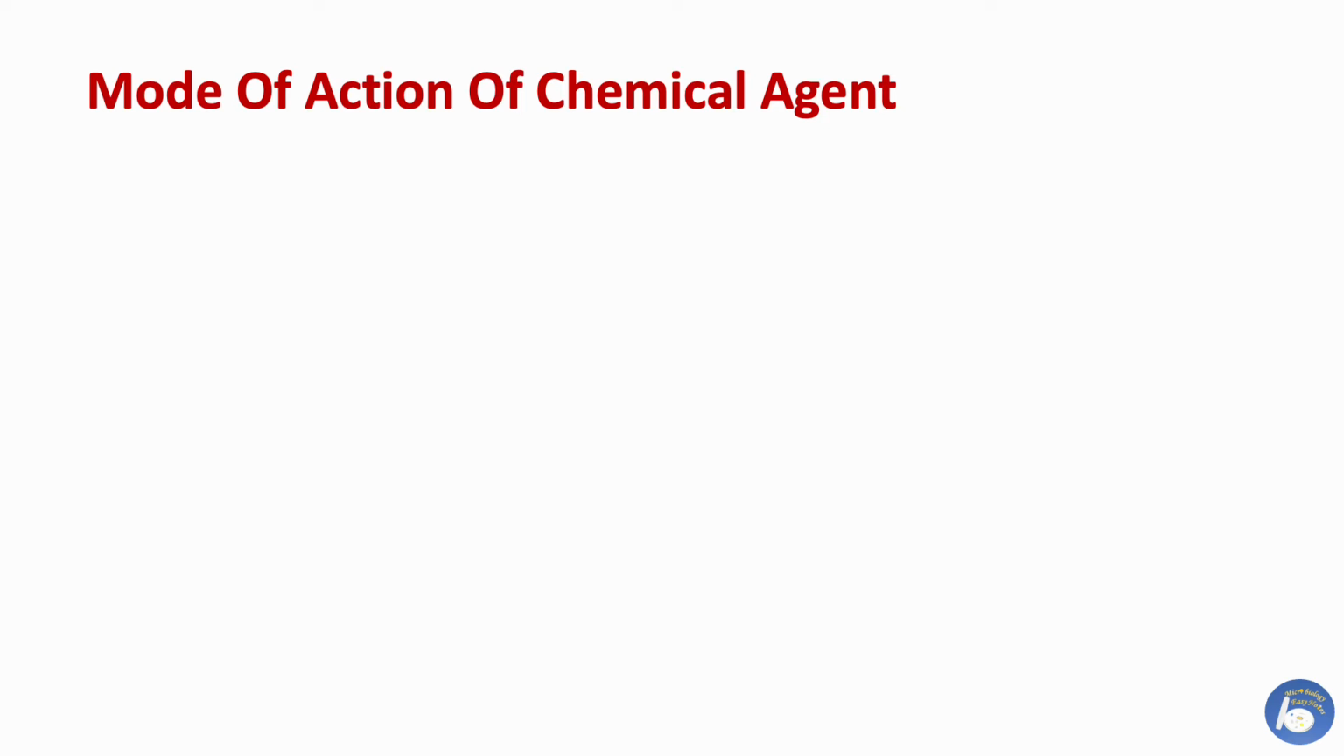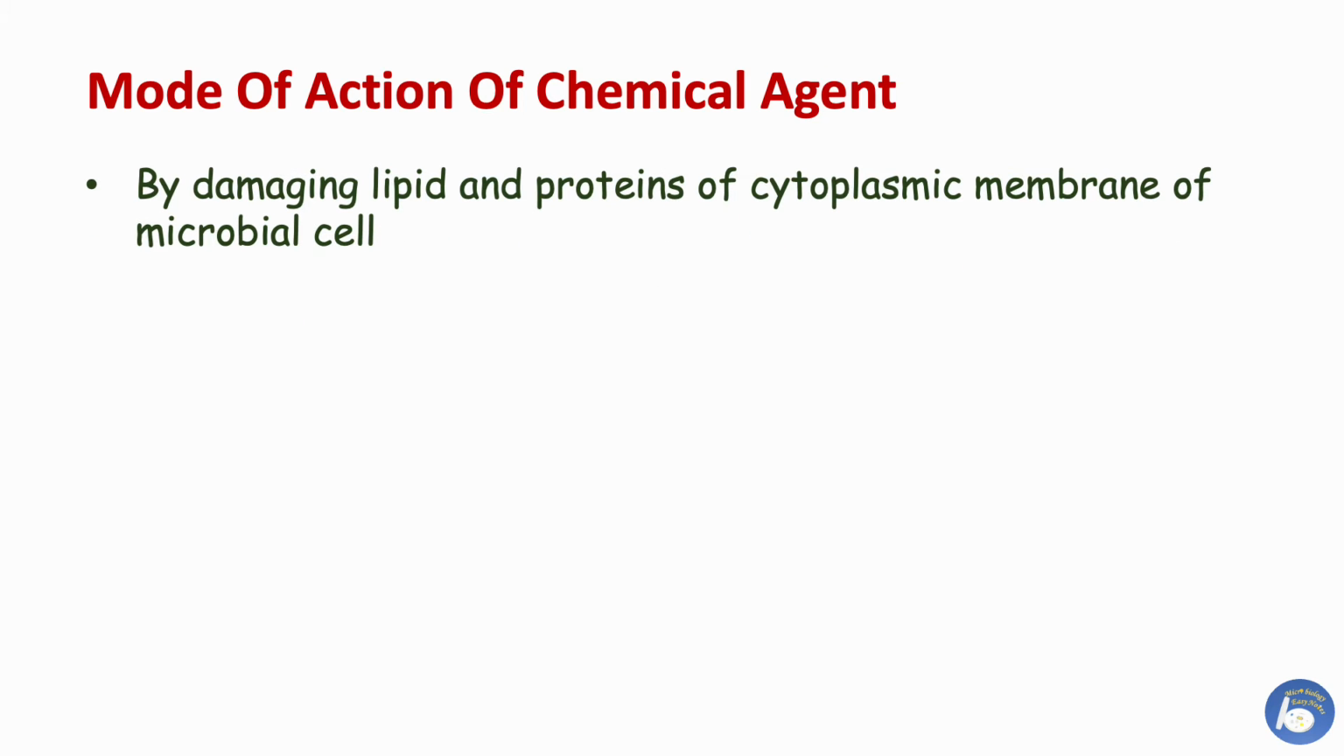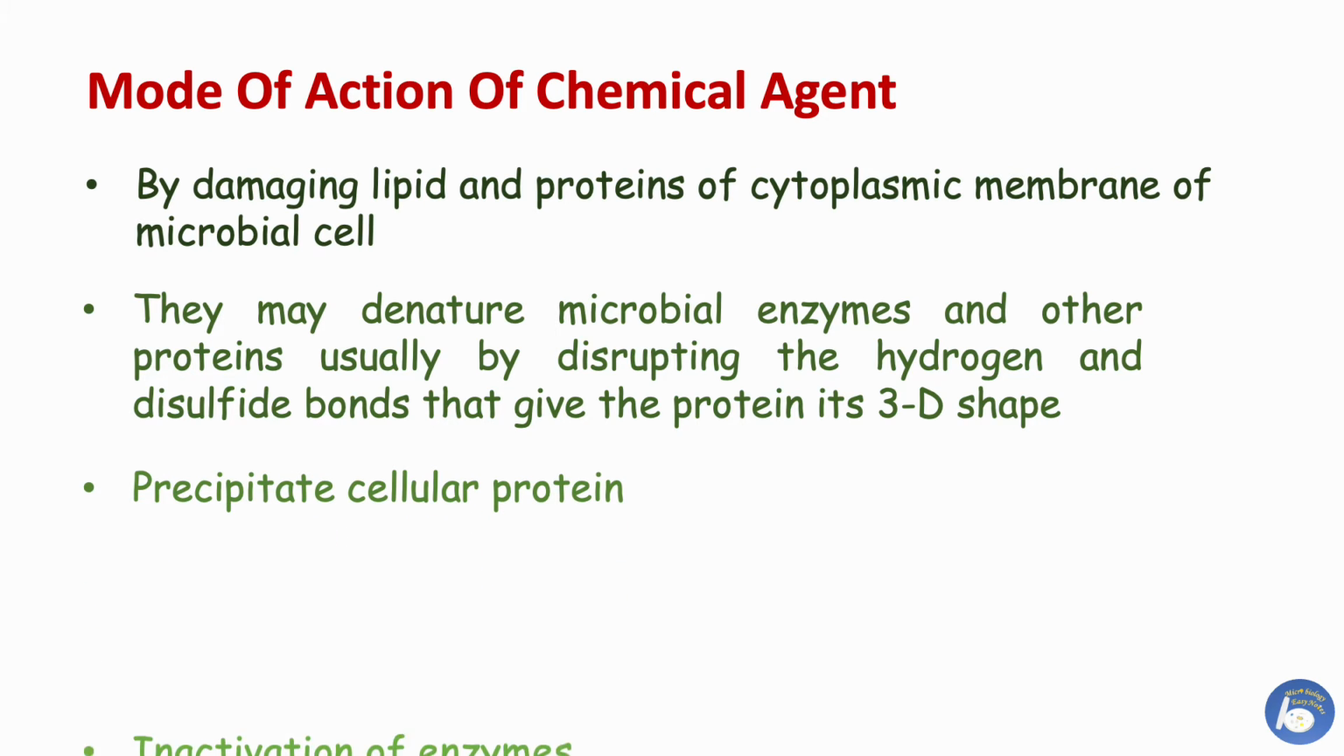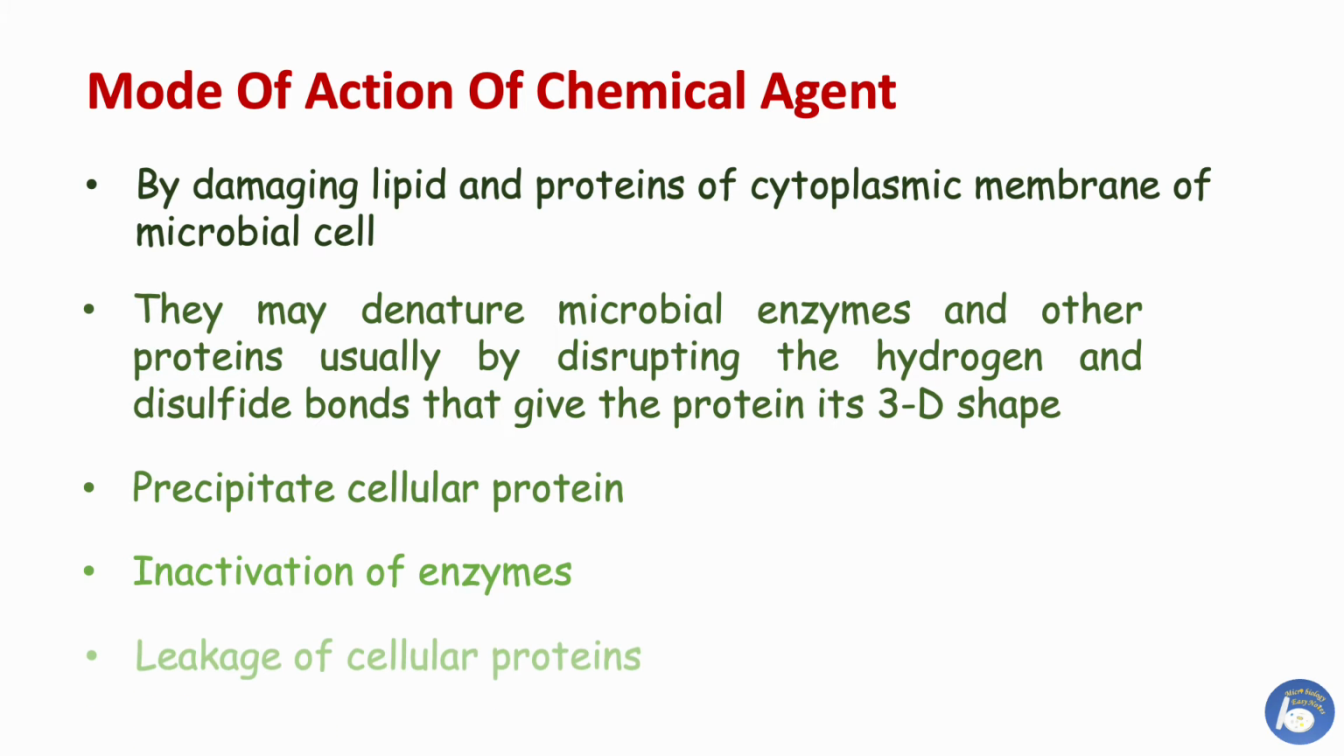How does an antimicrobial agent kill the microbial cell? What is their mode of action? They kill microbial cell by damaging lipid and proteins of cytoplasmic membrane of microbial cell, or they may denature microbial enzymes and other proteins, usually by disrupting the hydrogen and disulfide bonds that give the protein its 3D shape, or they kill microbial cell by precipitating cellular proteins. They can inactivate the enzymes of microbial cell, or by leakage of cellular proteins they can kill the microbial cells.